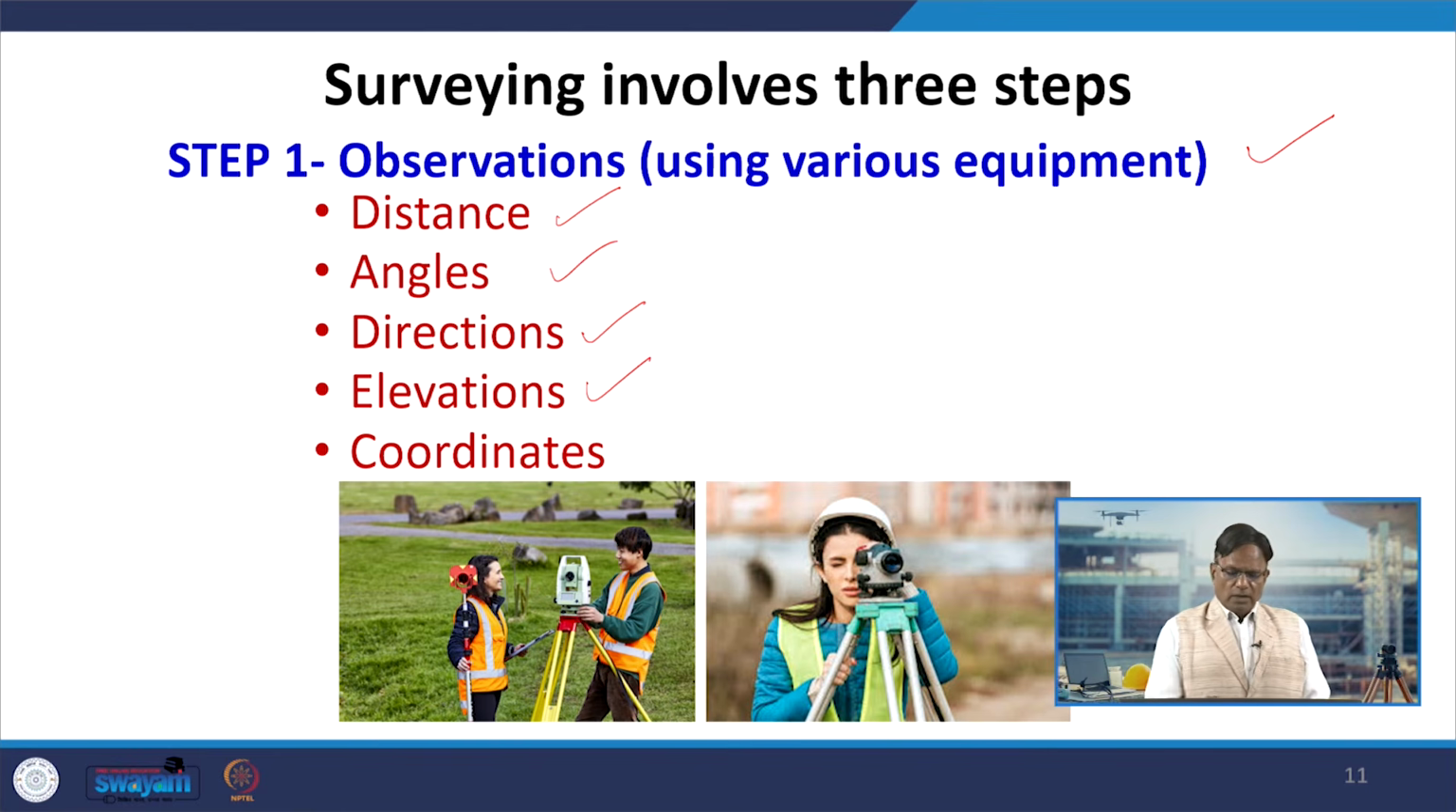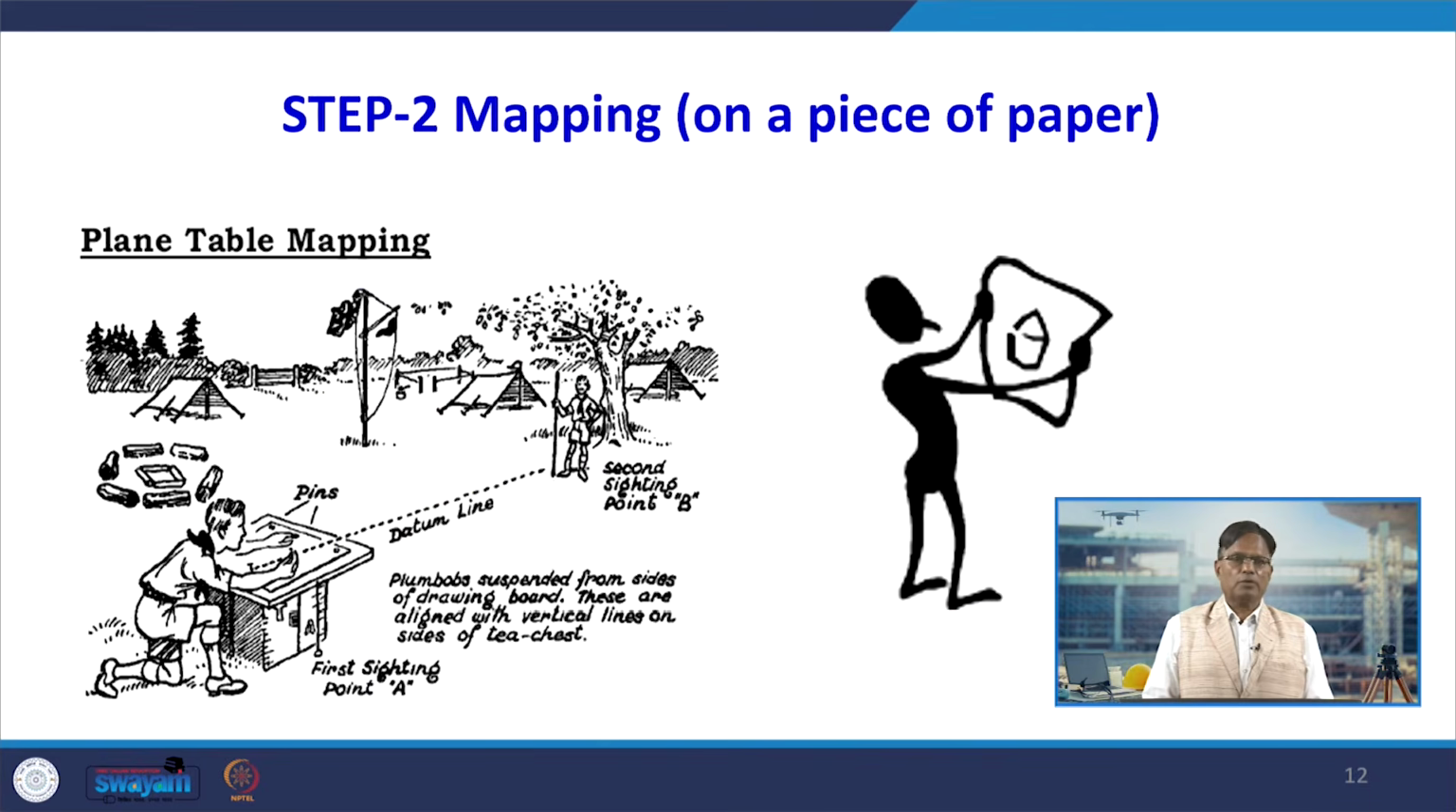Then we also measure the coordinates, because coordinates are very important today when we are preparing the map, 2D or 3D, and when we are doing the subsequent computations from there. There are various kinds of equipment which are used, as you can see here in the figure. A total station is being used on my right side. A digital level is being used for taking the observations. So we must know how to take the observations from them.